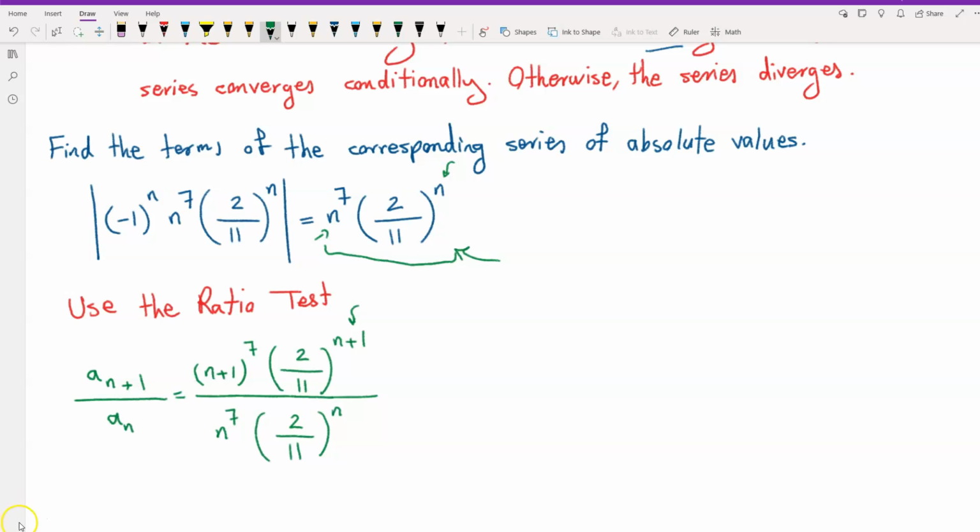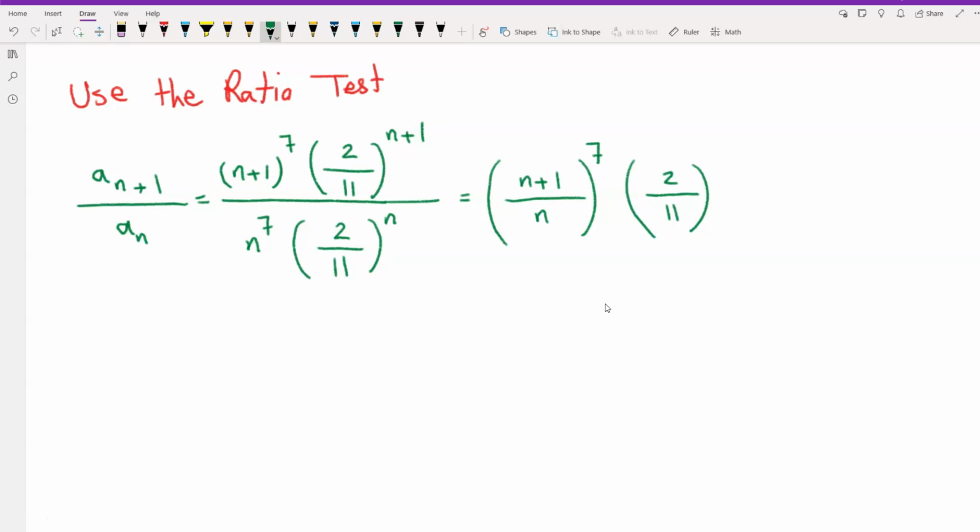Now simplify. So this is equal to ((n+1)/n)^7. We have 7 and 7, so the same power. Multiply. Here the power is n plus 1, the denominator power is n, and we have the same base, 2/11. So writing 2/11, and because of having division, we should subtract powers. n plus 1 minus n is 1.